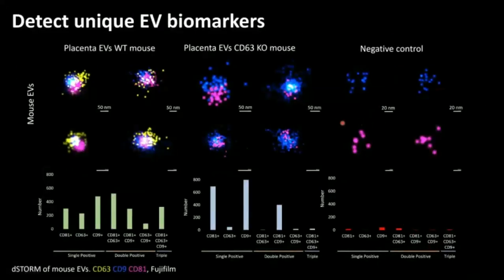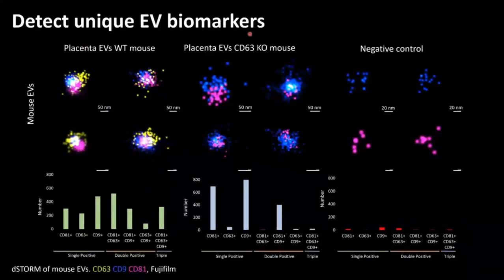Using single molecule localization microscopy with our Nanoimager combined with our analysis tools, we can detect unique EV biomarkers. Here we have placenta EVs from a wild-type mouse, and we can tell using single molecule localization microscopy how proteins on these EVs are organized. We can look at the species of EVs and tell which of the population of EVs have which biomarkers. We can count how many molecules of each biomarker is on these individual EVs.